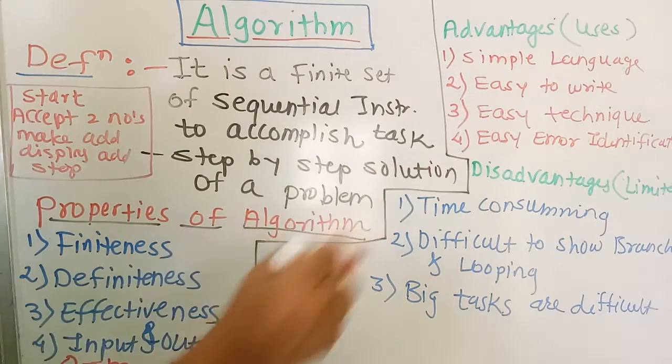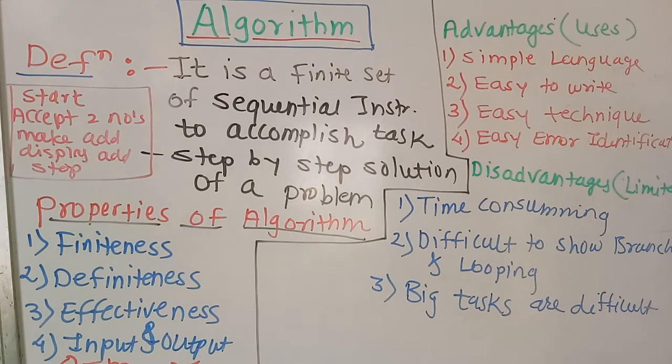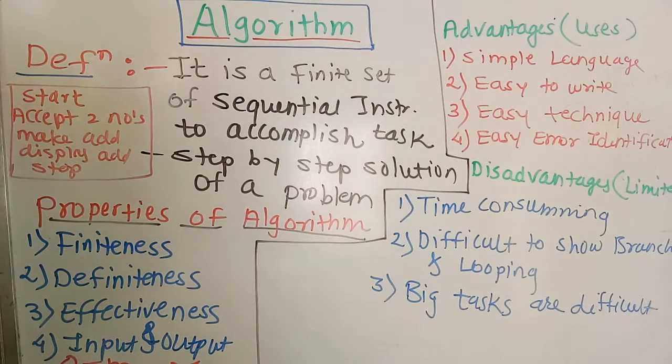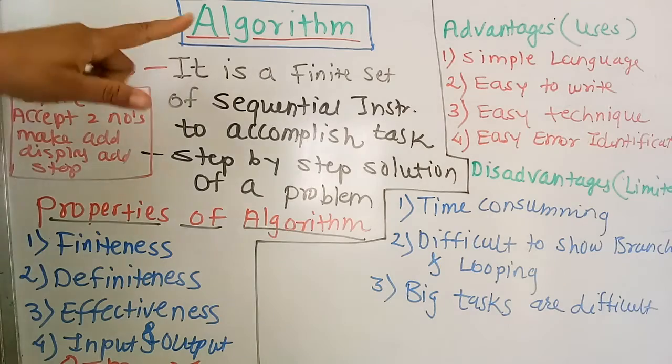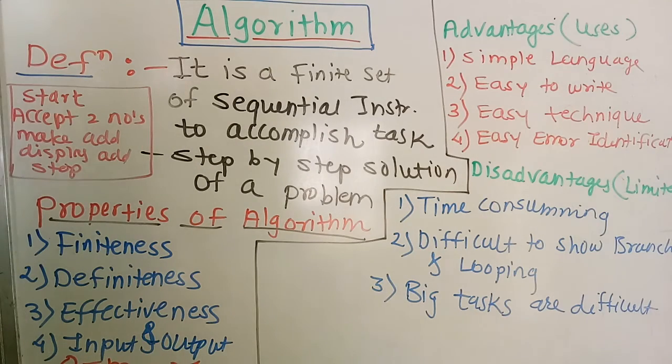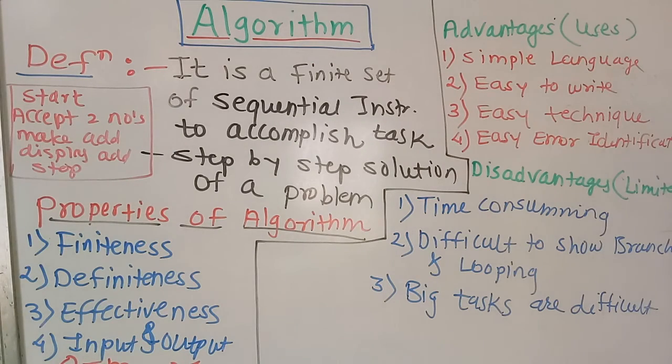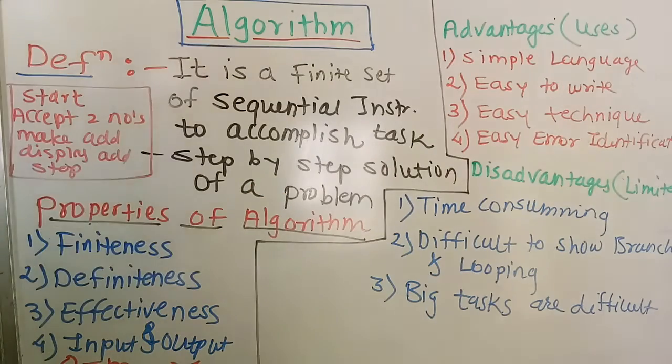And the last one is easy error identification. As these are simple plain English terms, anyone can get a clear idea about where the mistake has happened. So these are some advantages or uses, the reasons why we use algorithms. Now, as a coin has two sides, any mechanism can have advantages and disadvantages also. So we will see the next part, that is, disadvantages or limitations.